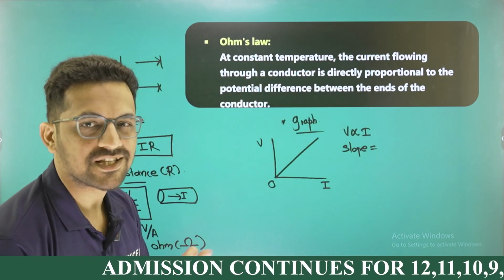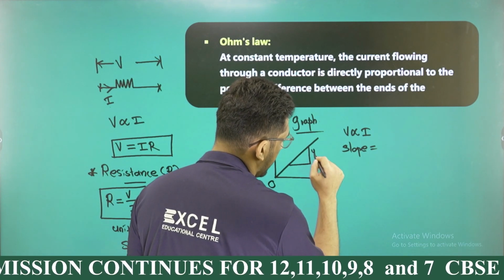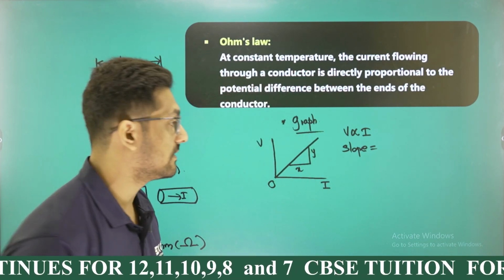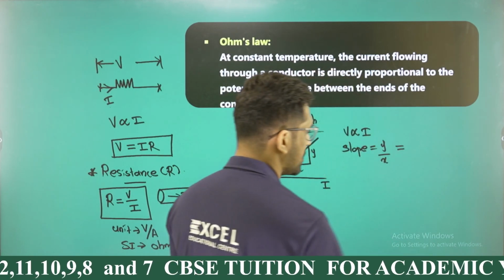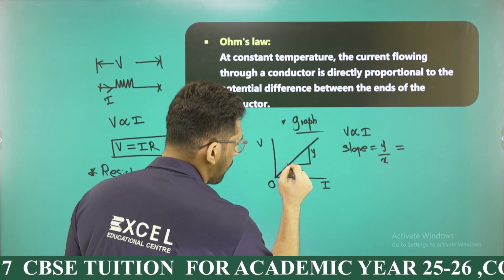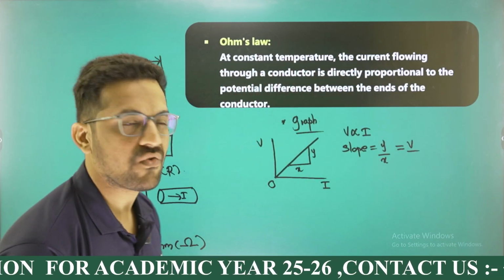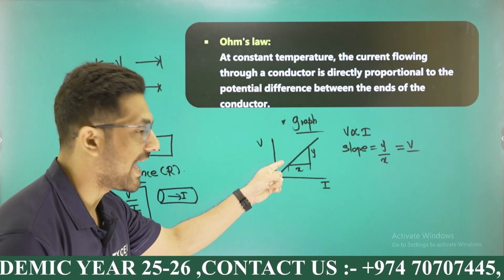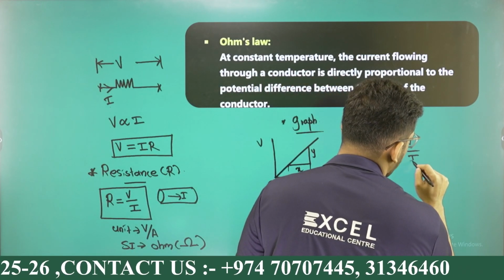How to get the slope? I am going to create a small triangle here. This is y. This will be x. What is slope? Slope is y by x. What is y here? Y is the value of voltage, so I can write V there. What is x? X is the value of current, so I can write current instead of x.